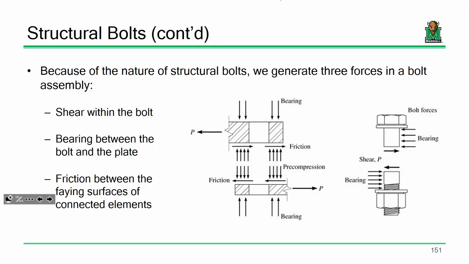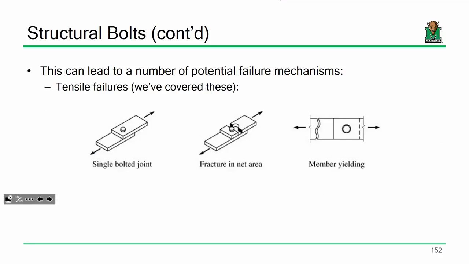And we'll talk about the different ways that you install that and the different ways that you can develop that friction later on. So far, so good? Okay. So these are the different forces that you'll get for a given bolted connection. This can result in a number of different failure modes.